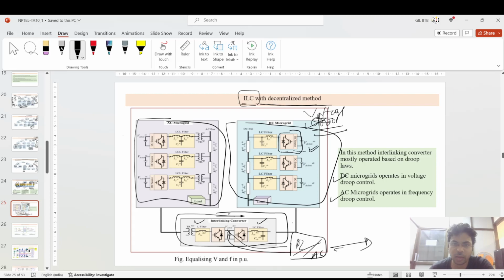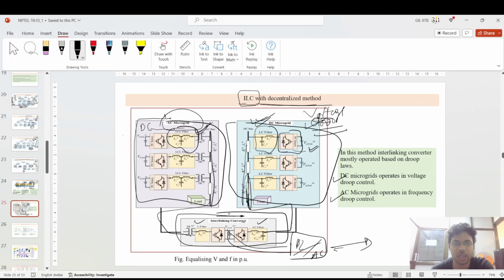Voltage droop control. Here is the DC source, this is the DC link, then it is converted and connected to an LC filter, then it is connected to the DC bus bar, and the DC bus bar is connected to this LC filter, which is connected to the interlinking converter. Same with this AC microgrid. This DC generating source is there, DC to AC conversion happens, an LCL filter is there in between, then a voltage booster can be there, using transformers and so on. Then you have the AC bus bar, which is connected here.